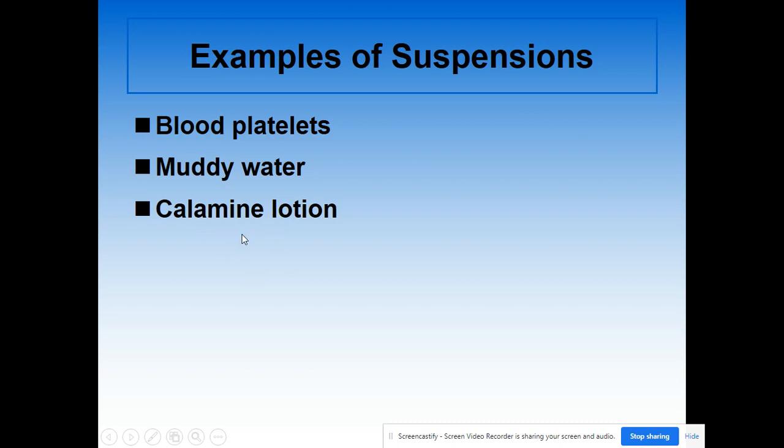Another thing is if you have poison ivy and use calamine lotion to treat that, before you use the calamine lotion, you have to shake it up to get it back in suspension.